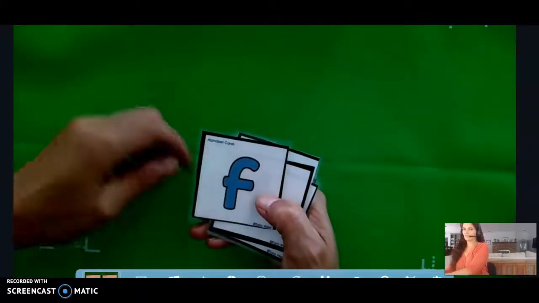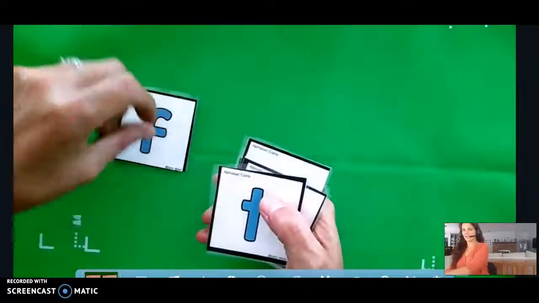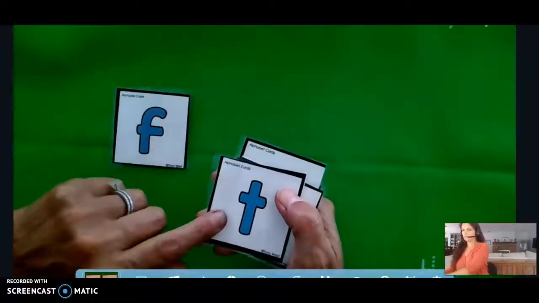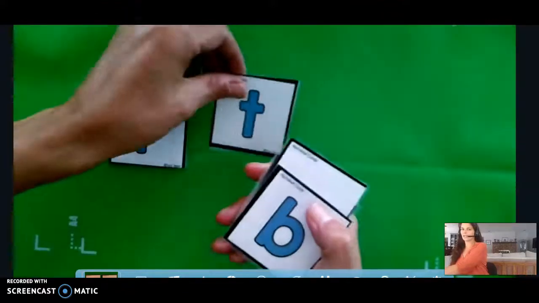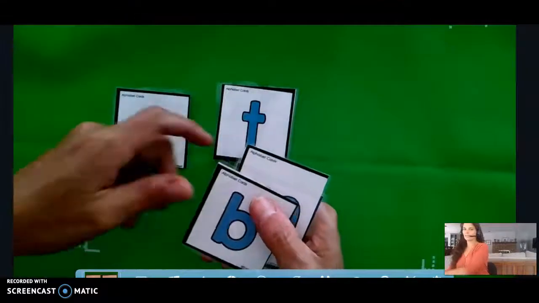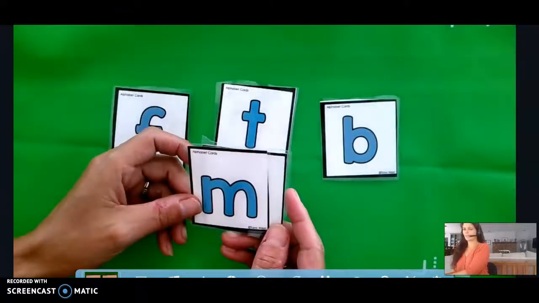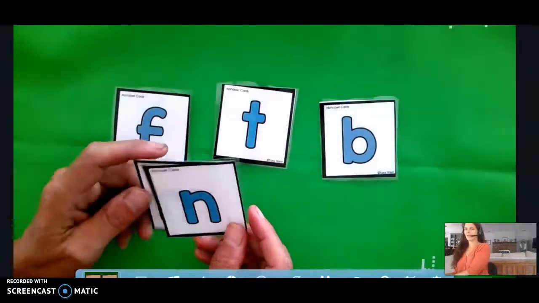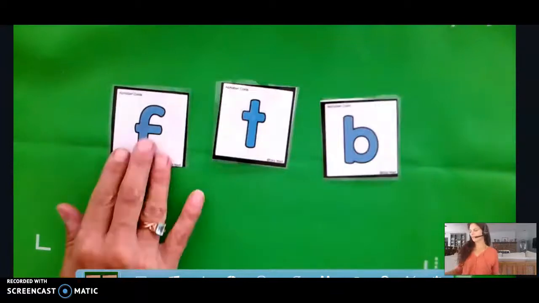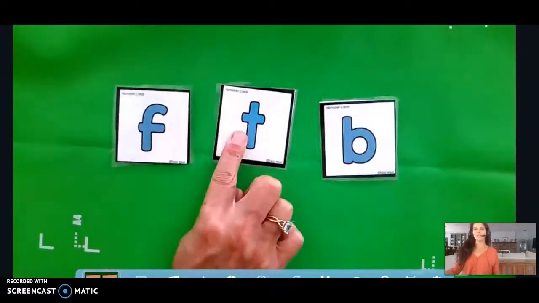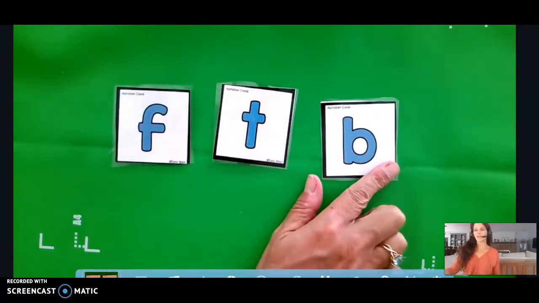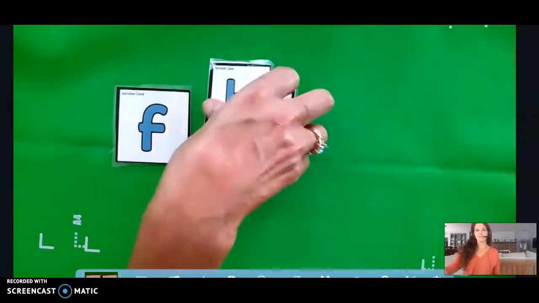Okay, let me see. F. Yes, that's a skyline letter. T is a skyline letter. It starts at the skyline. B is a skyline letter. M, it's a plain line letter. And N is a plain line letter. So F, T, and B are skyline letters. They all start on the skyline.